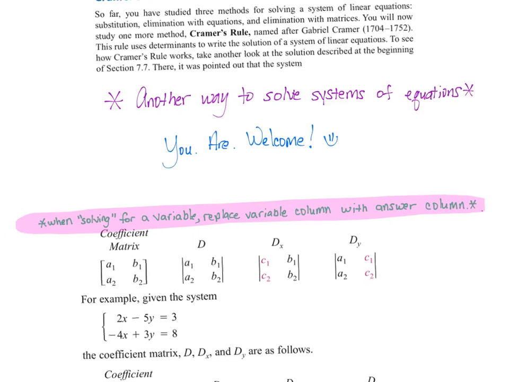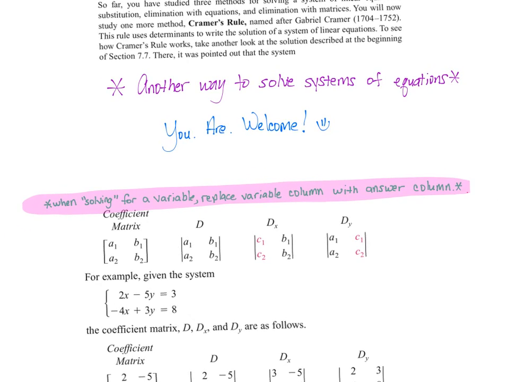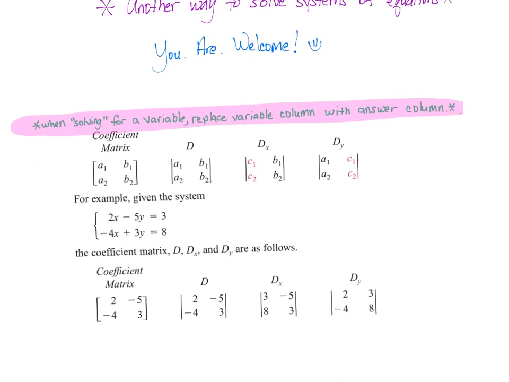When you're solving for a variable, you're going to replace the variable column with the answer column. You'll see what I mean by that in a second. But what you're going to do is find the determinant like 4 different times. The determinant, remember, is our majors minus the minors, right? So we're going to talk about coefficient matrices versus whatever variables you're looking at.